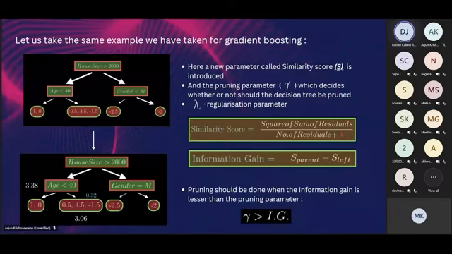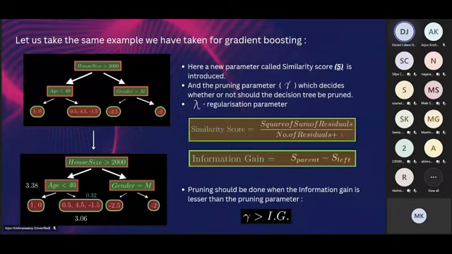So why do we calculate all this? The main idea is that if the information gain is going to be less than that of the pruning parameter, which is gamma given in the last box, we're going to have to prune the decision tree, which is going to be the basic classification model that is present in this algorithm. So that is going to be the only difference between gradient boosting and XGBoost. So that's it about XGBoost.